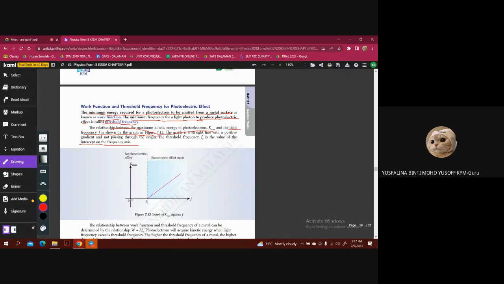But then you keep increasing the frequency. Maybe you use a different light, or maybe you increase the intensity. No, not the intensity of light, you increase the frequency of light. After a certain frequency, you can see there is a photoelectric effect. What is the photoelectric effect? It means you can see the electron starting to come out from the metal.